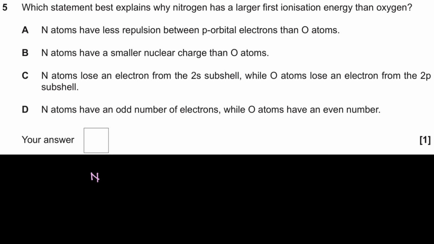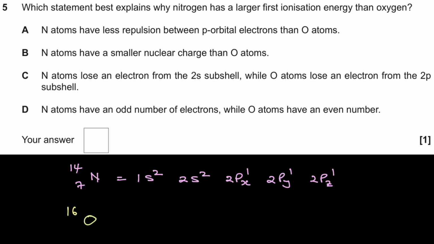For nitrogen, this is 14,7. That would be 1s2, 2s2, 2px1, 2py1, 2pz1. And for oxygen is 16,8, and that is 1s2, 2s2, 2px. Well, that would be 2 here, and 2py1, 2pz1. We need to check A, nitrogen atoms have less repulsion between p orbital electrons than oxygen atoms.